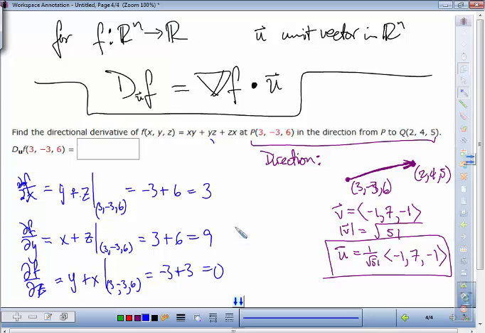So our gradient evaluated at the point (3, -3, 6) is equal to the vector (3, 9, 0).